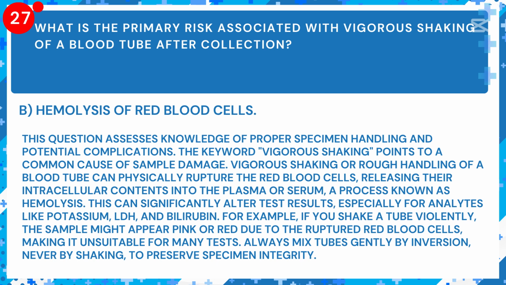For example, if you shake a tube violently, the sample might appear pink or red due to the ruptured red blood cells, making it unsuitable for many tests. Always mix tubes gently by inversion, never by shaking, to preserve specimen integrity.